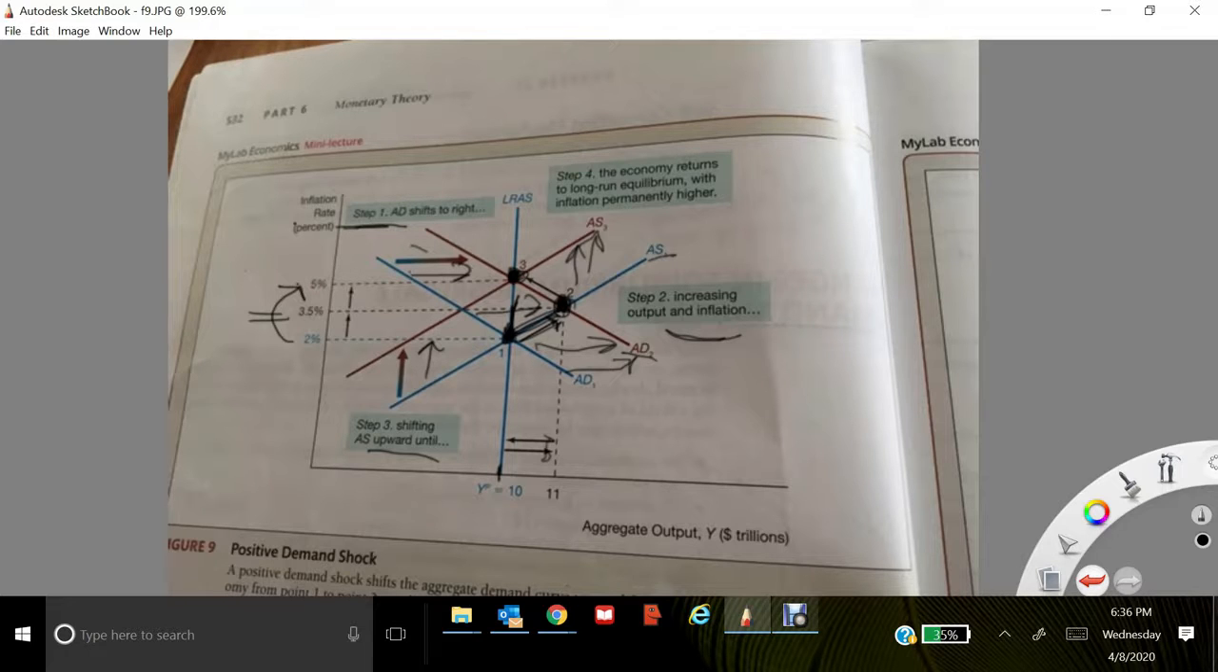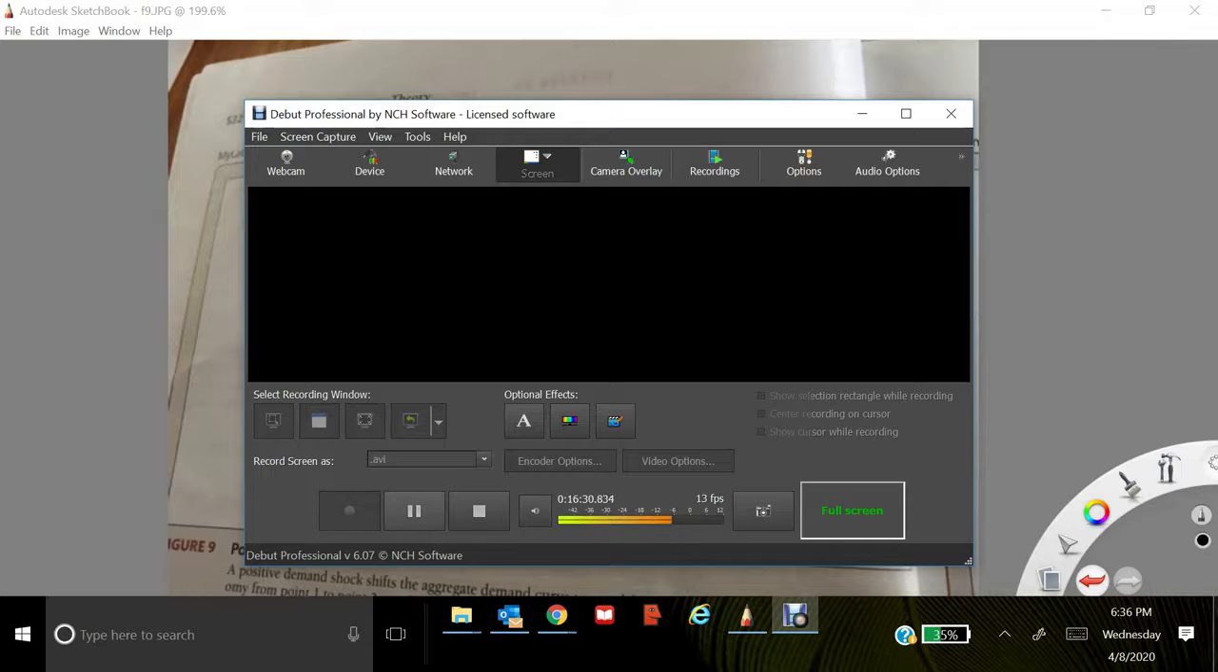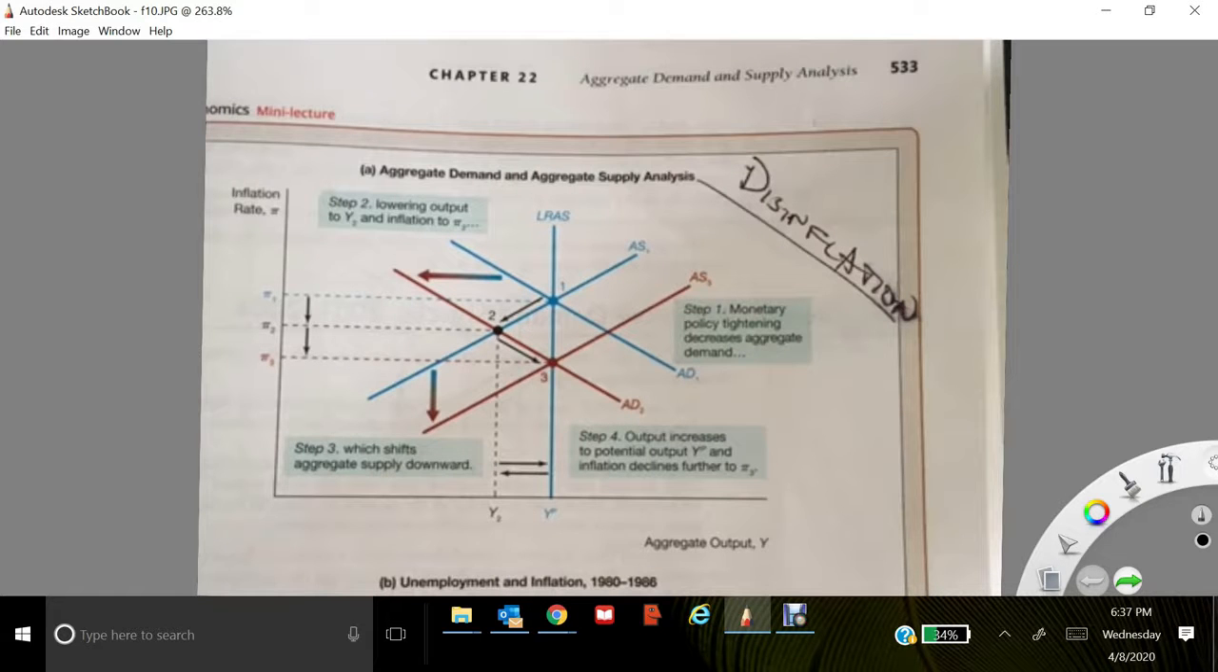Let's do a click with the mouse. So we saw what happened. Aggregate demand increased. We saw we got an equilibrium. So here we are at this point now with a higher inflation rate than we would want. We're at potential output here. We have higher inflation than we want.